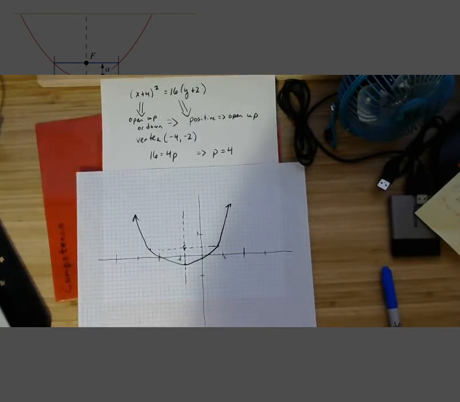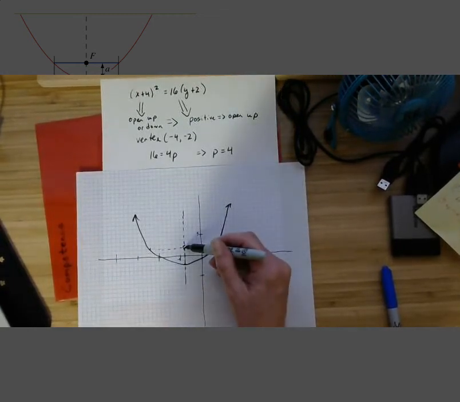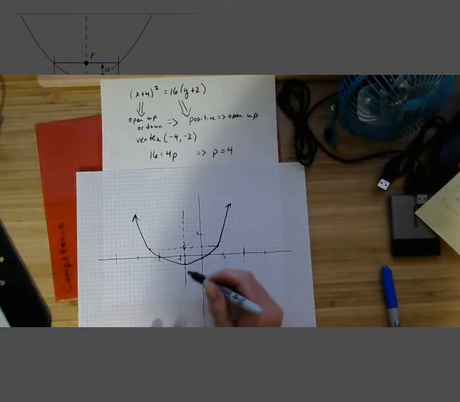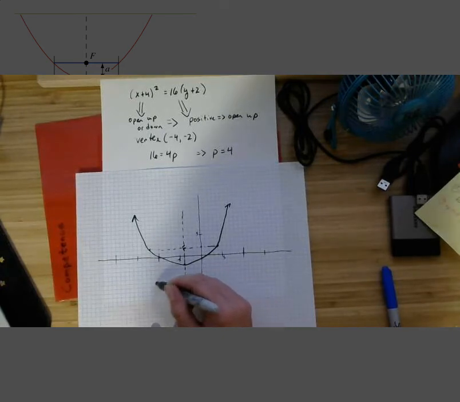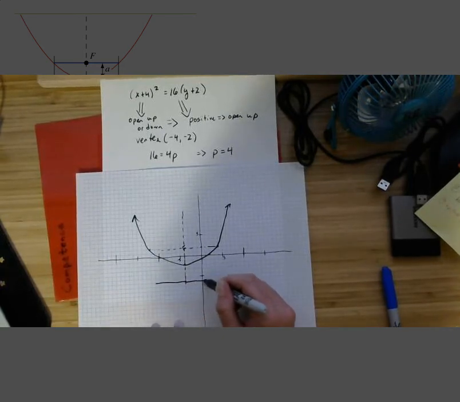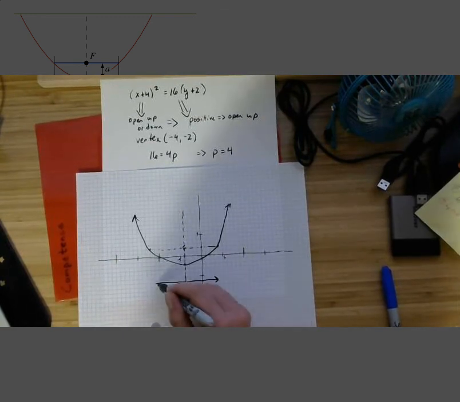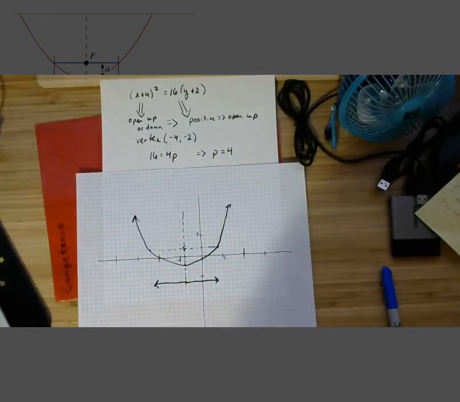Now, where's the directrix line? Well, the focus is 4 above the vertex. The directrix has to be 4 below it. So 1, 2, 3, 4, and it has to be, like the latus rectum, perpendicular to the line of symmetry or the primary axis. And that's the parabola.